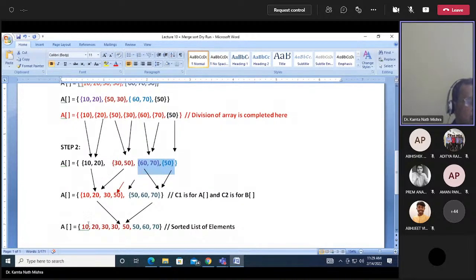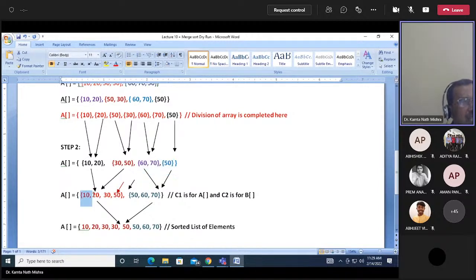Merging 1 and 2, 30 will be compared with 10. 10 is less, so store 10 first. Then 30 is compared with 20. 20 is less, store 20. Then remaining elements 30 and 50, you copy here. Same thing here.